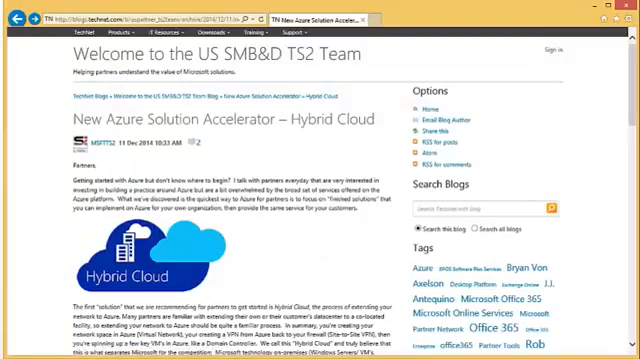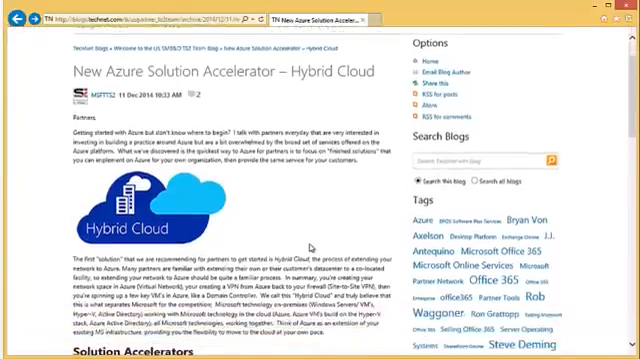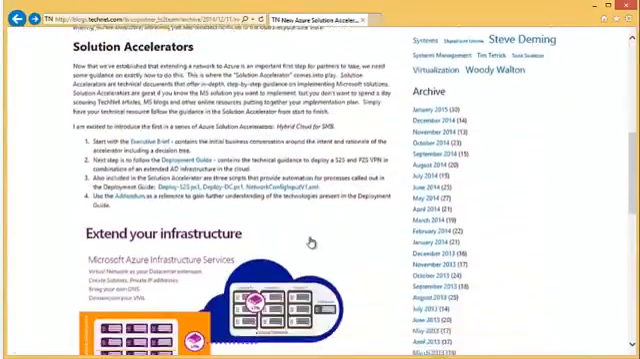And if you go to azure.msts2.com, you will have access to all these Azure in 5-minute videos, plus links into these solution accelerators. So here we're on the TS2 blog page. This is the Hybrid Cloud Solution Accelerator. Let's scroll down and look at the components of the solution accelerator.